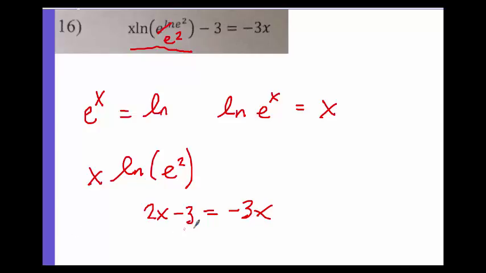Get our x's together, so subtract 3x. So I got negative 5x equals negative 3, then x would equal 3/5. And there we go, there's our answer. So not too bad if we understand how e and natural log are related, that they are simply opposites and they cancel each other out.